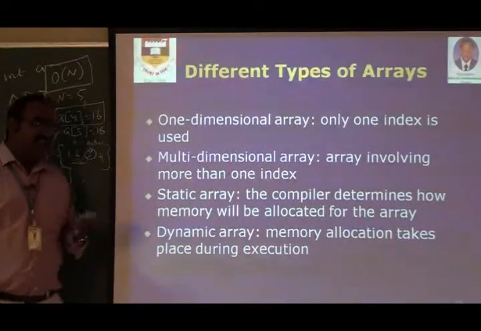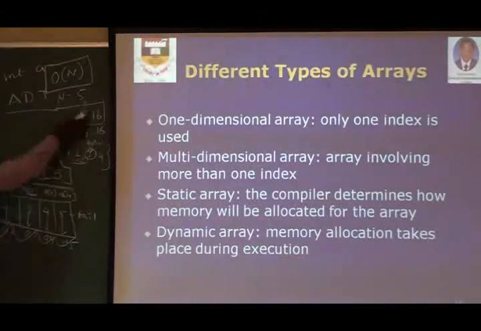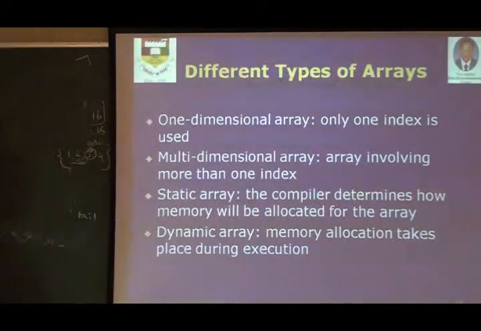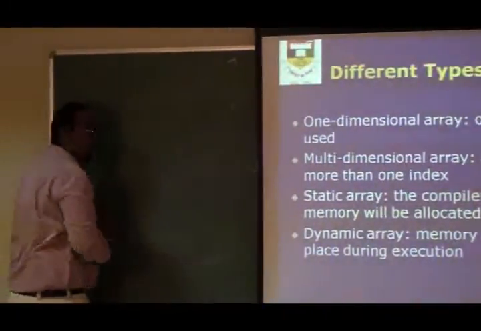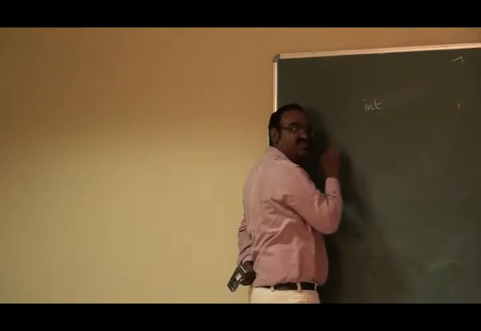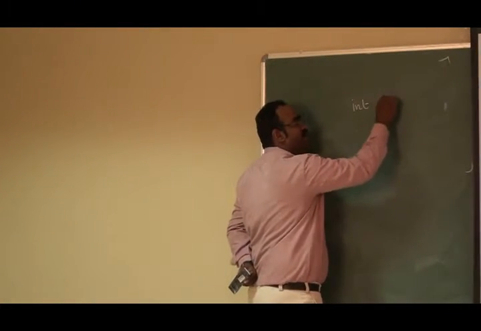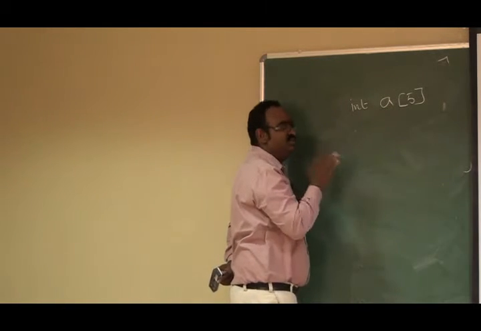So there are different types of arrays. First one is one dimensional, or single dimensional. Integer is a data type provided by C, and it's a variable. Now we are using 5 as the size. So this is a single dimensional array.